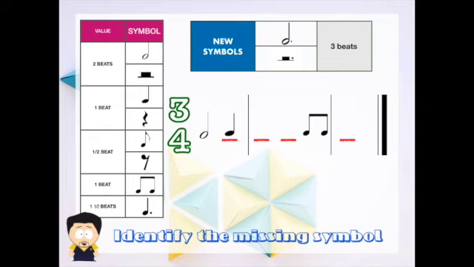Let's go to the second measure. Which of the two groups of notes will fit the missing piece? Is it group number one, a dotted quarter note and an eighth note? Or group number two, a quarter note and an eighth note? The answer is a dotted quarter and an eighth. Put them together, you will get two beats, plus the pair of eighth notes, which is one beat, then you get three.